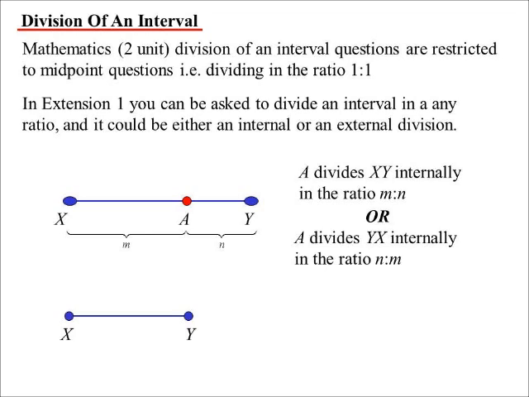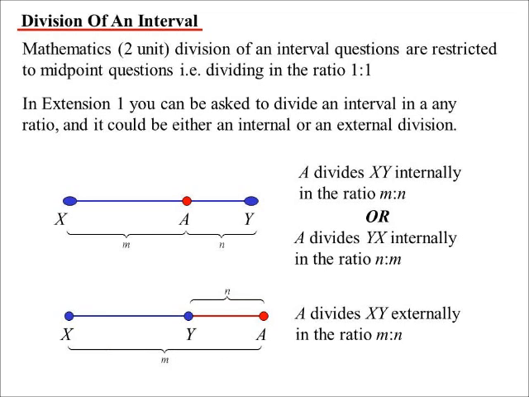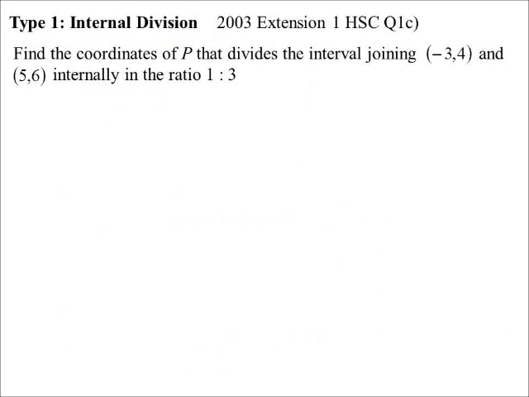If we were to produce the line to an external point A, we say that divides it externally. But again, m to n means the distance from A to x would be m parts, and the distance from A to y would be n parts. But that's an external division, when A is on the outside of the two. All right, let's have a look at a few questions. We'll do it via HSC ones.